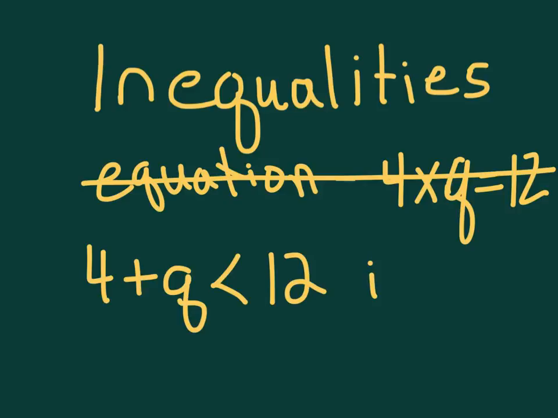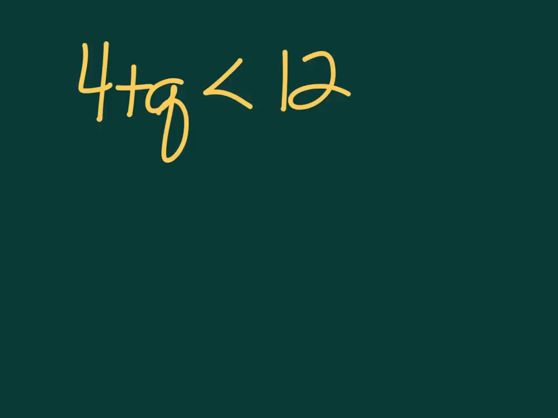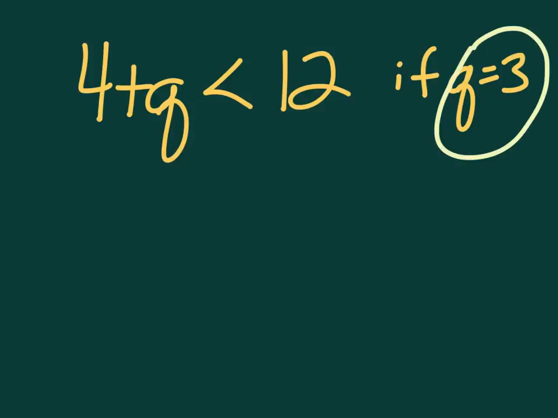And if Q equals 3, is that inequality true? Well, let's take a quick look. 4 plus Q is less than 12 if Q equals 3. So I'm going to take this value for Q, and I'm going to plug it into my inequality. So let's take a look at what that looks like.